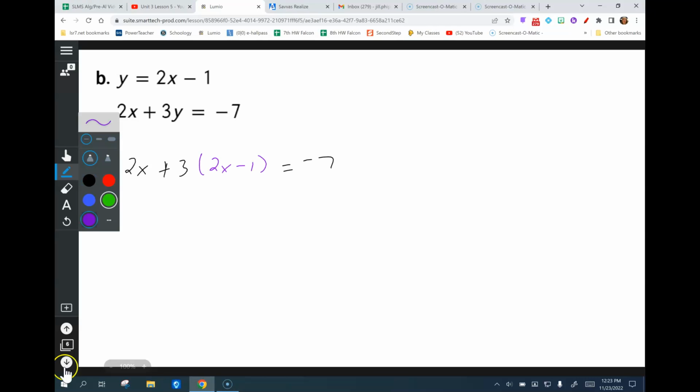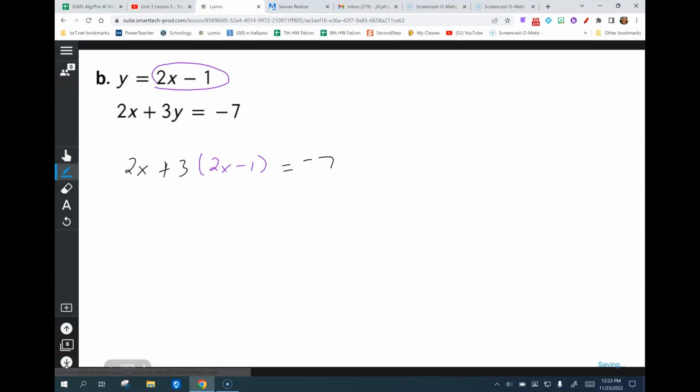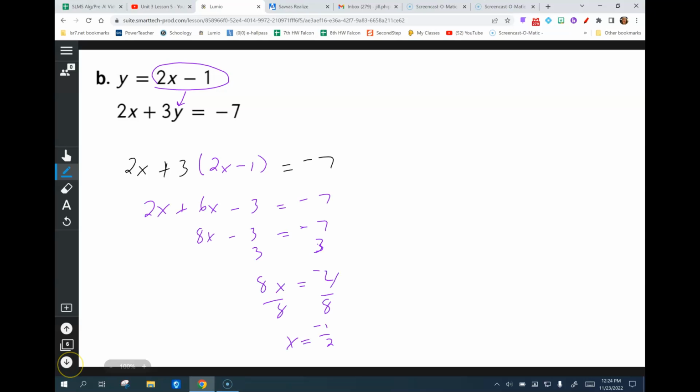You can see that I just substituted in. I took 2x minus 1, and I plugged it in for y. I did it in purple so you can see it. So now you're going to solve that equation. And I have that x is equal to negative 1/2.